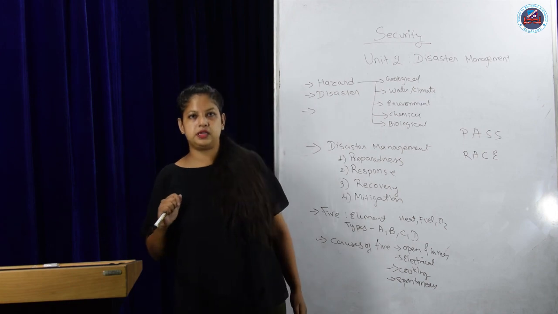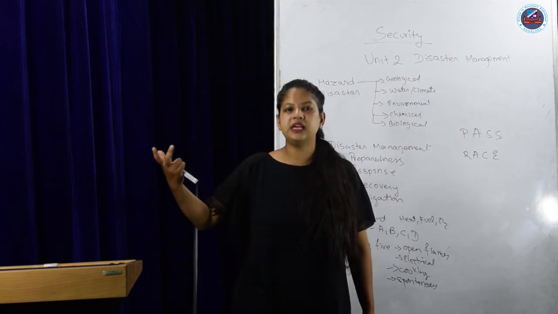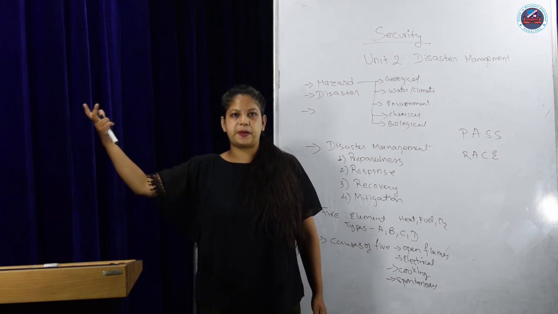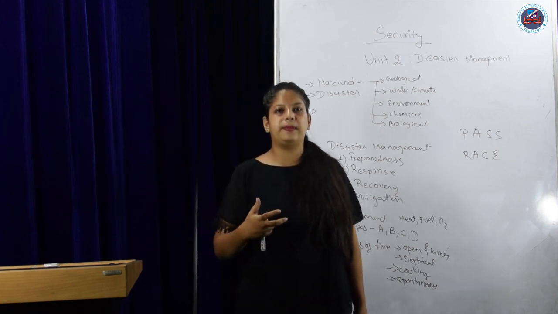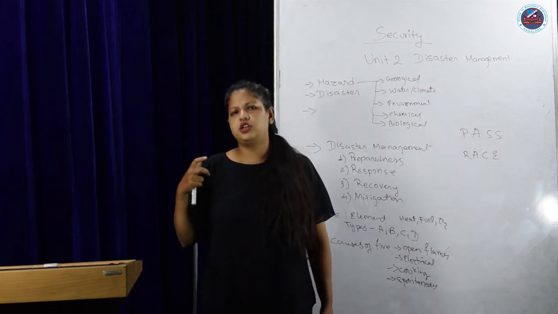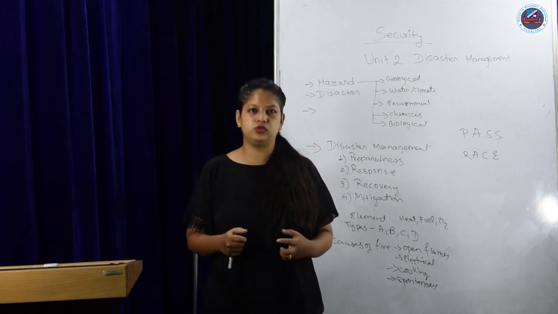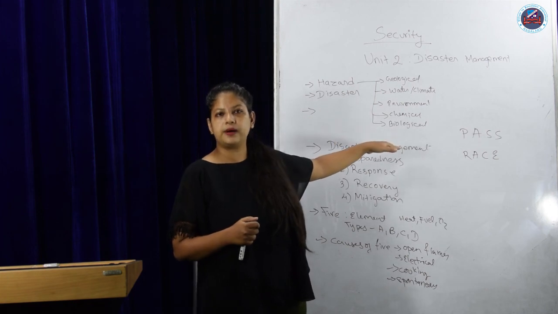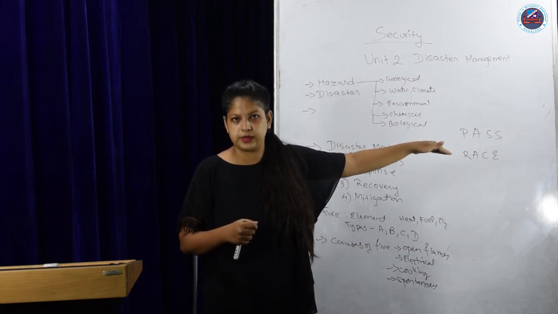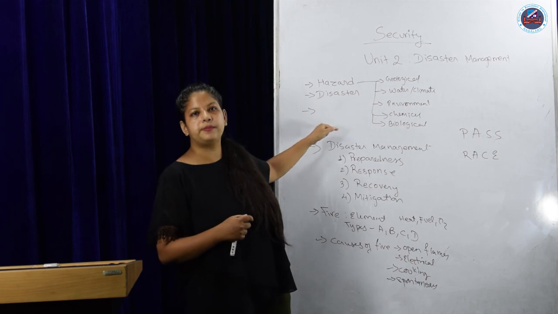First one is preparedness. For example, few years back in Nepal, an earthquake came and many people died. There was huge loss of life and property. Now after that, what did they do? The government of Nepal started following disaster management. So what they did was, first they prepared.